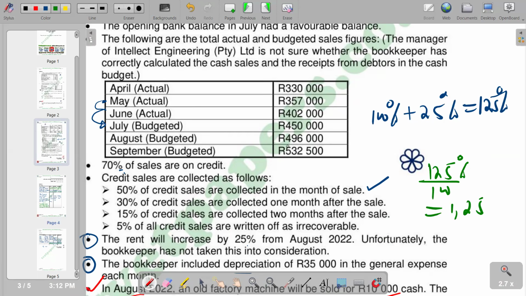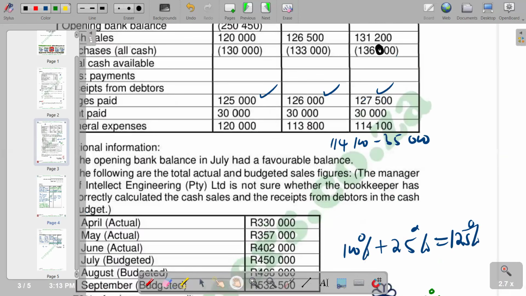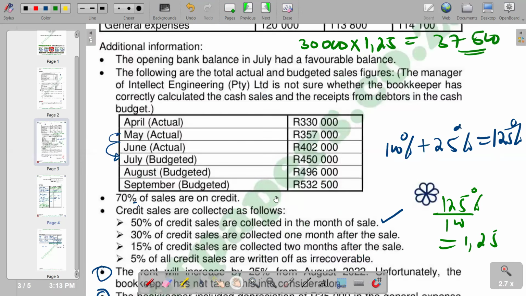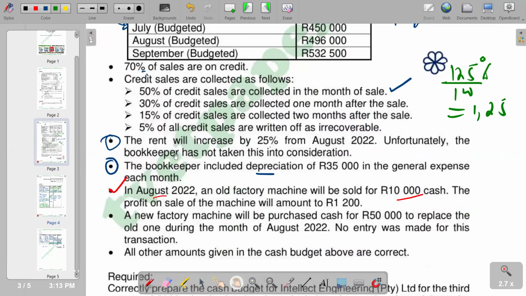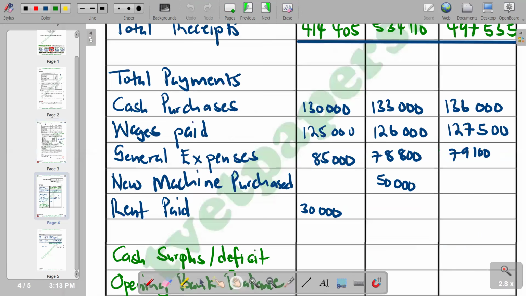So if you say now 30,000, we're going to multiply it by 1.25. So we say 30,000 times 1.25, and then you're going to get your answer, 37,500. So this is the new rent paid. So what we go and enter is 30,000 in the first month and 37,500 afterwards.